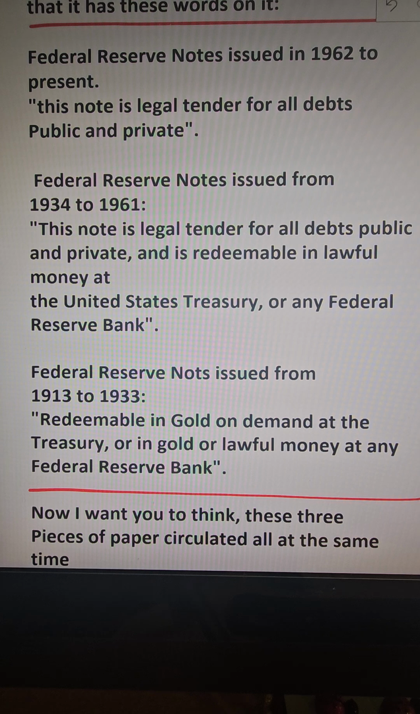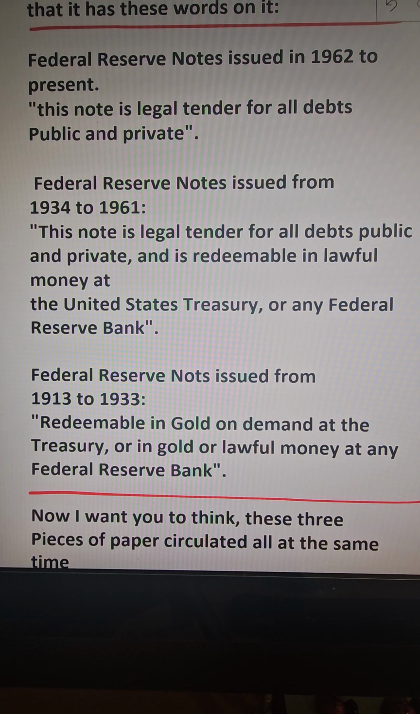Your economics textbooks talk about economics. So let's do the third one, the Federal Reserve notes that were issued from 1913 to 1933. Let's think about this here. They were redeemable in gold coin on demand. Now, they're clear. They said they're redeemable in gold at the Treasury or lawful money at any Federal Reserve bank or Treasury, right? Think about this. You went from redeemable in nothing. You went from redeemable in lawful money, which you didn't define, so I don't know what it is redeemable in. And then the previous ones were redeemable in gold. Now, think about this.